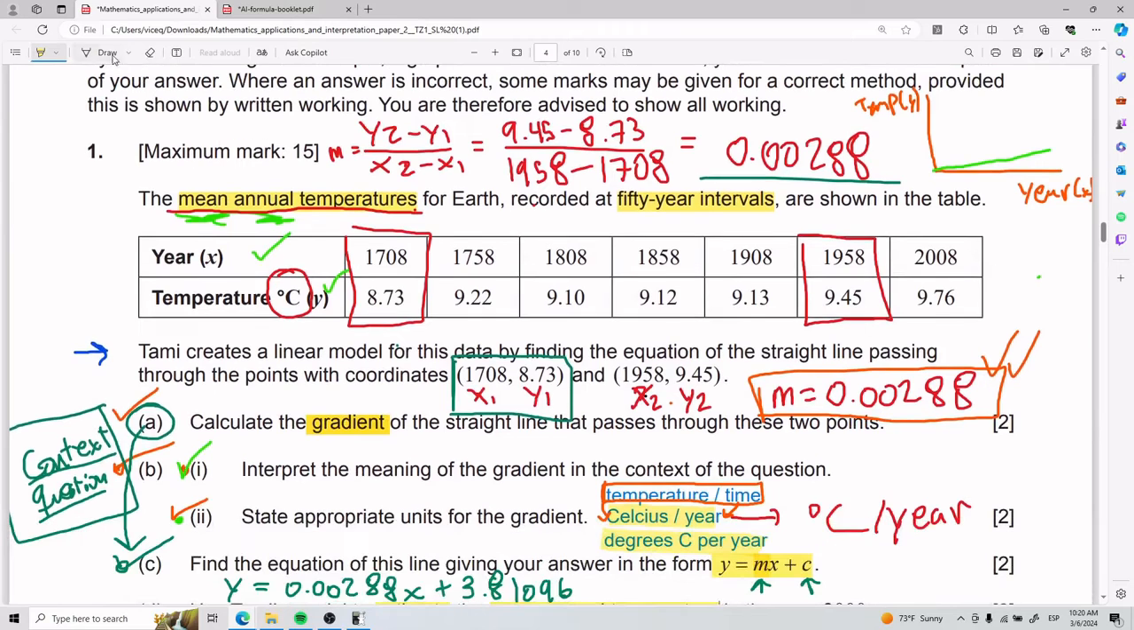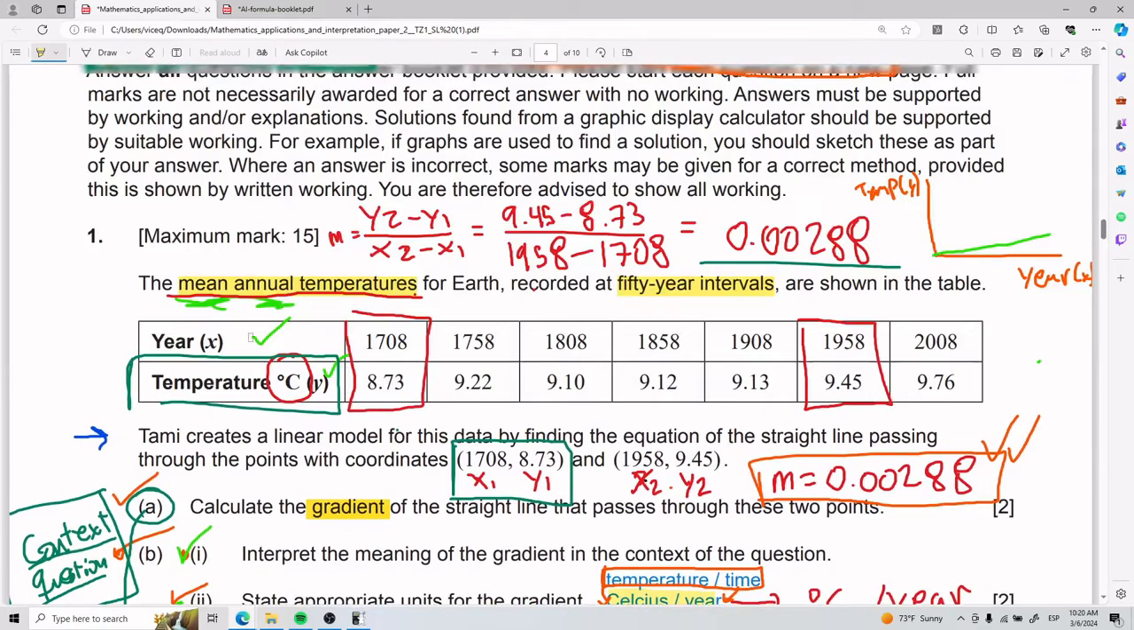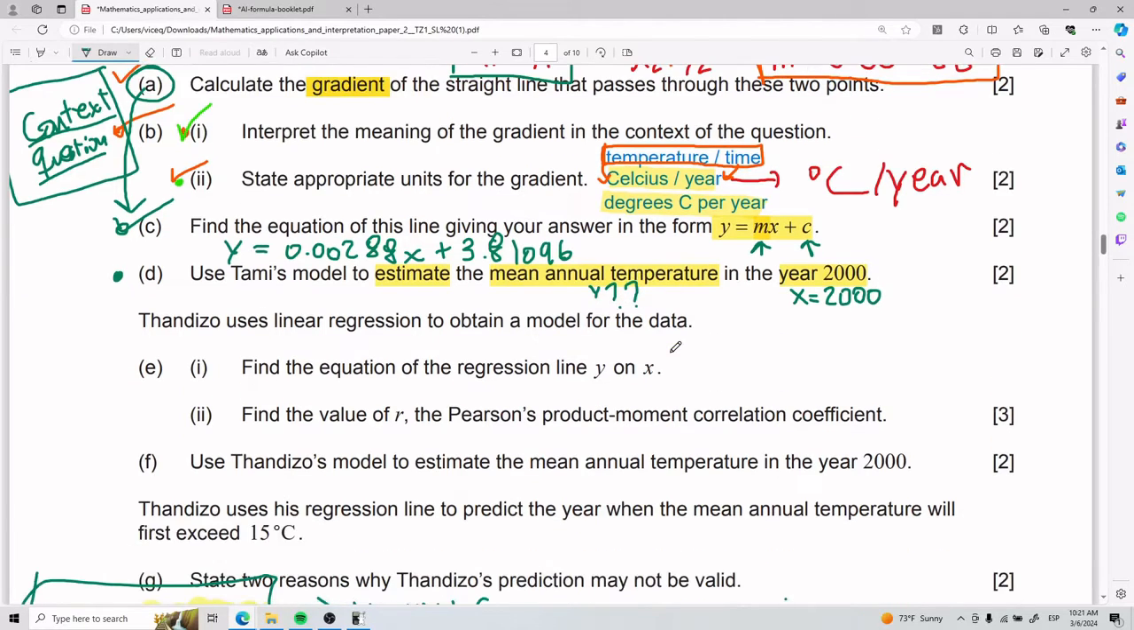Mean annual temperature is my y. So we're estimating a y in the year 2000. The year 2000, what is it? It's x. Okay, so if they tell me year 2000, that means x equals 2000. And so we're going to plug in x and figure out my y. Pretty simple, right? So I plug in 2000 for my x and figure out my y.